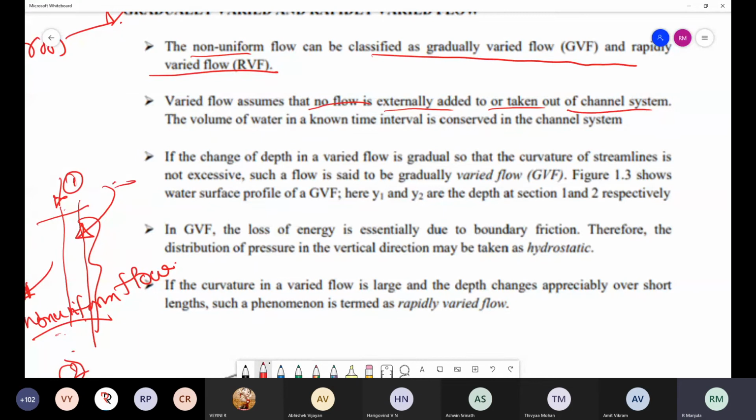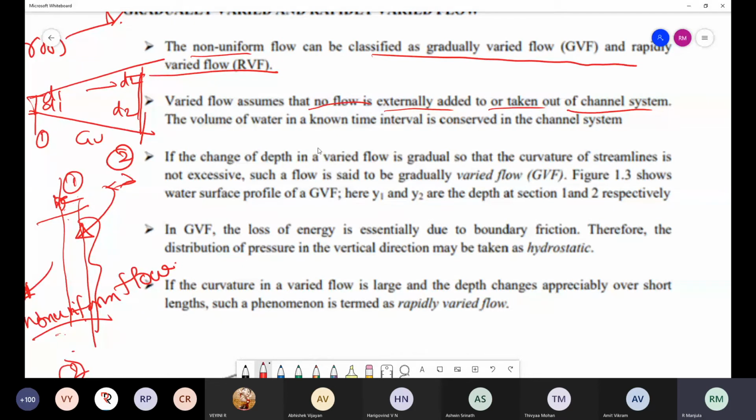Assuming that this is not happening, the volume of water remains the same. The volume of water in a known time interval is conserved in the same channel system, and there is no inflow or outflow into or out of the system. But the depth is varying. If D1 is varying to D2 gradually over section 1 and 2, so here is your D1, here is your D2, then I can say this is gradual. Over a depth, it is gradual.